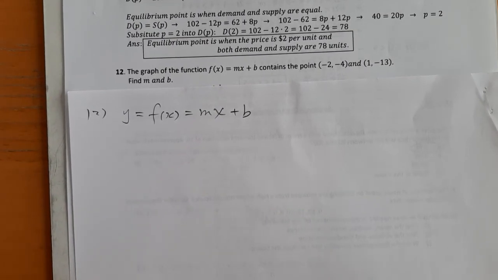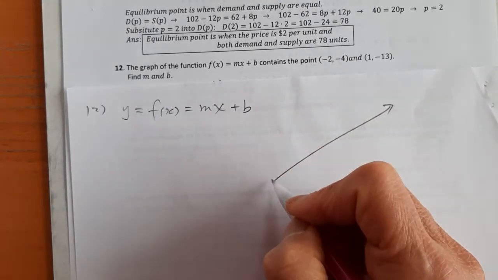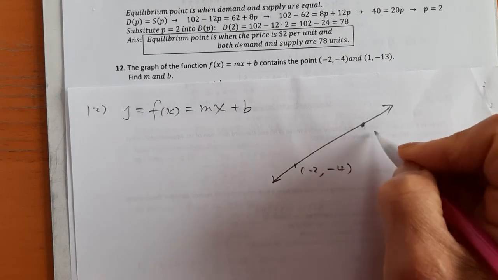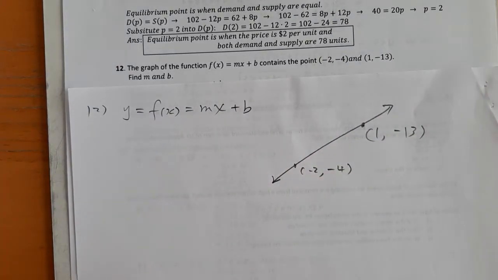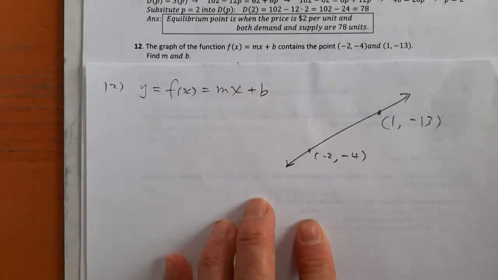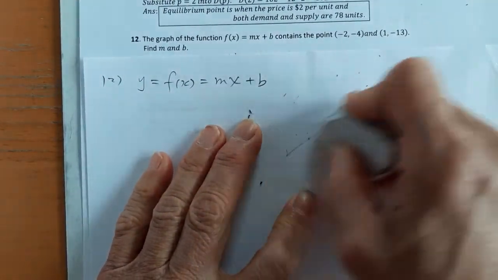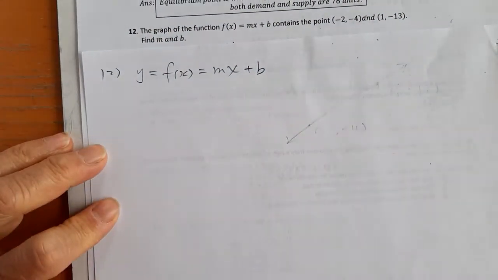Slope-intercept form for a linear function. This is the line containing two points. One is (-2, -4). The other one is (1, -13). I didn't draw very precisely, but just say it contains the two points. So you can do it either way.